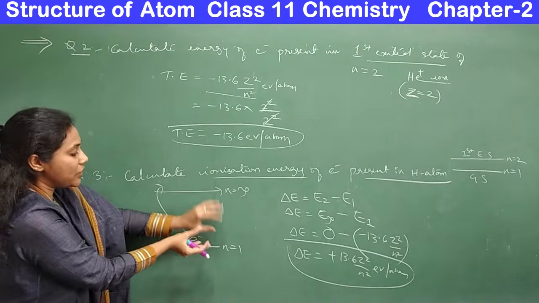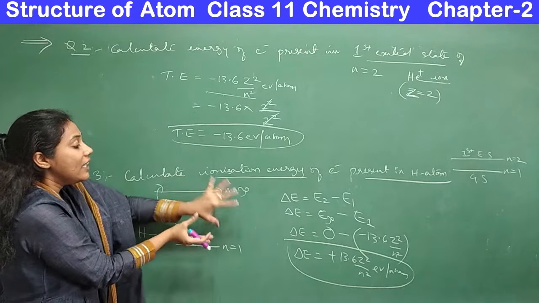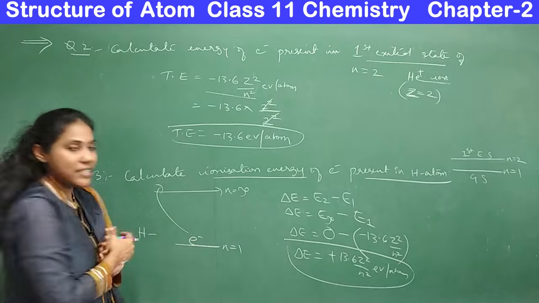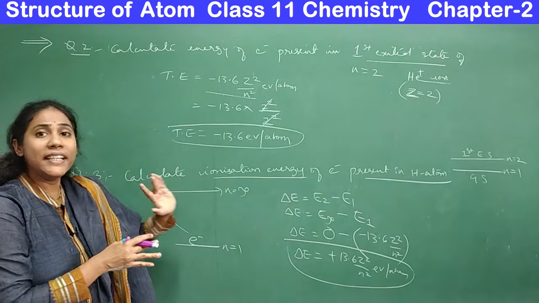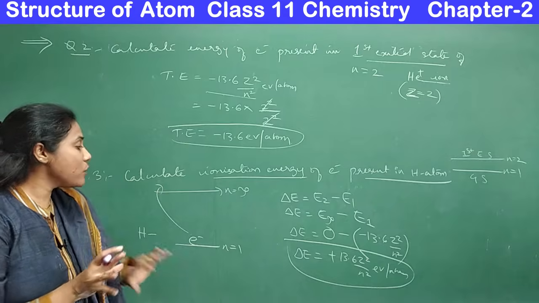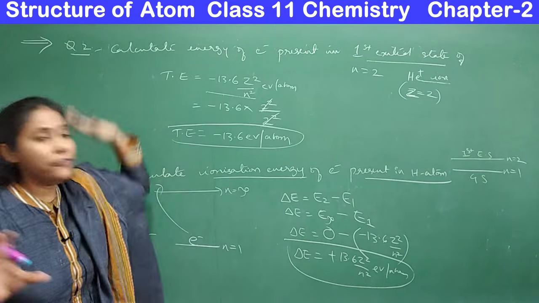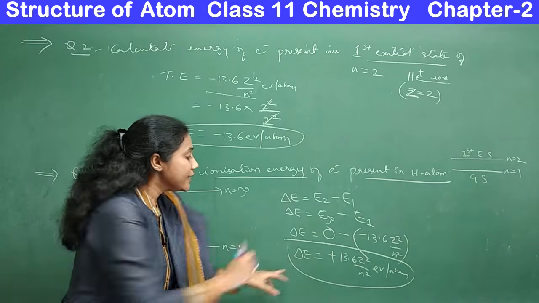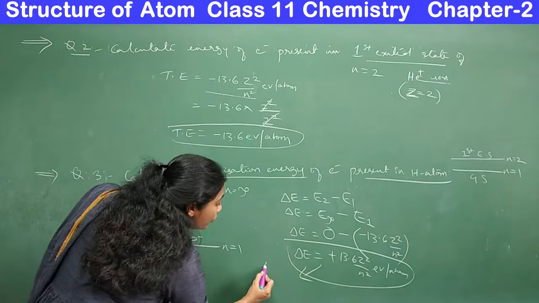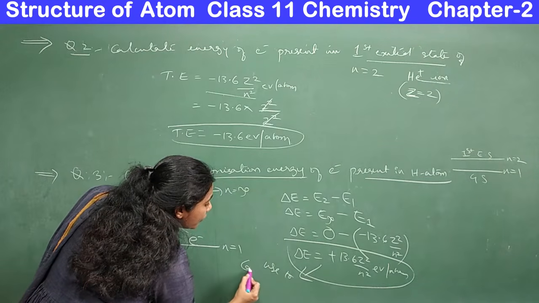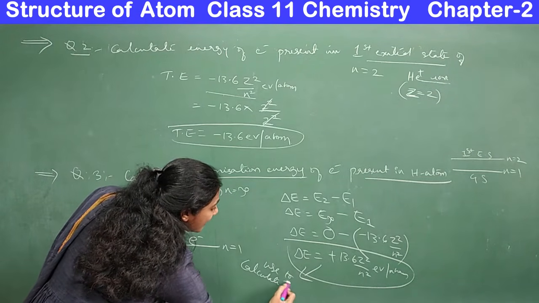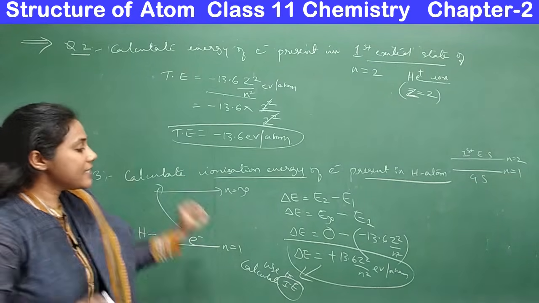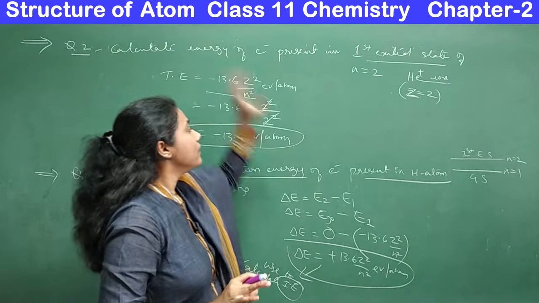So the energy difference between the first level and the infinity level is the energy required to remove the electron from the first orbit. Removing it from the atom completely means it is going to the infinity level, and in the infinity level its energy is 0. So this is the formula you can use to calculate IE, that is ionization energy. The only difference is in sign.